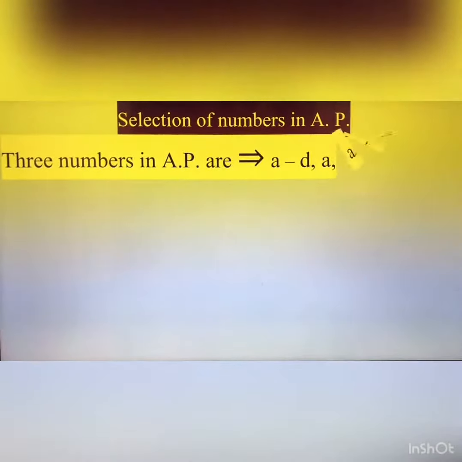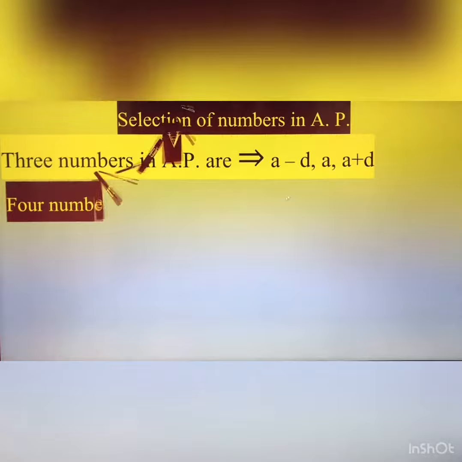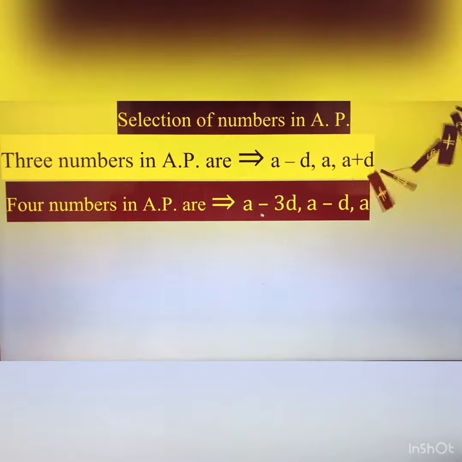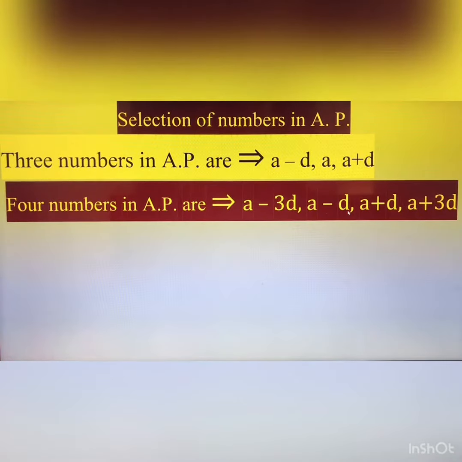Now, selection of numbers in AP. How can you select given or otherwise required numbers in the AP? First of all, if you require 3 numbers in AP, you will take a minus d, a, a plus d, because the common difference in these 3 terms is only d. And if you require 4 numbers in the AP, you will take a minus 3d, a minus d, a plus d and a plus 3d.